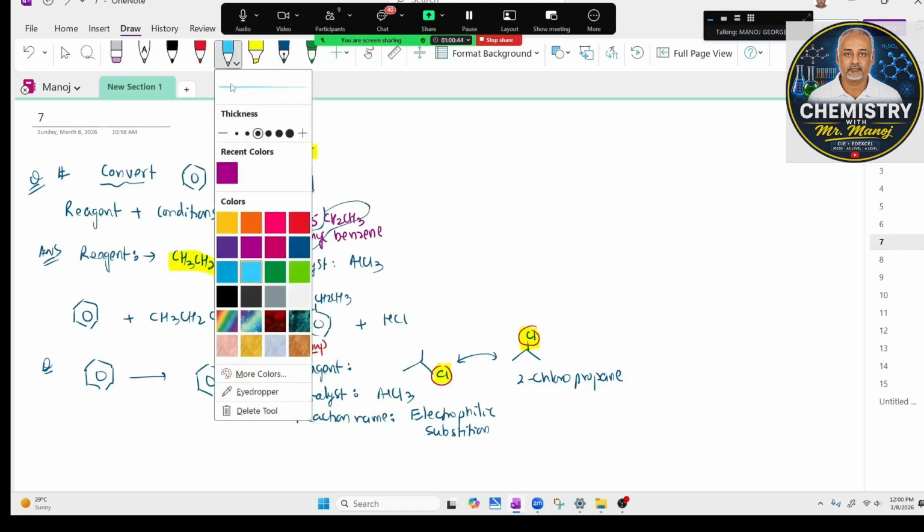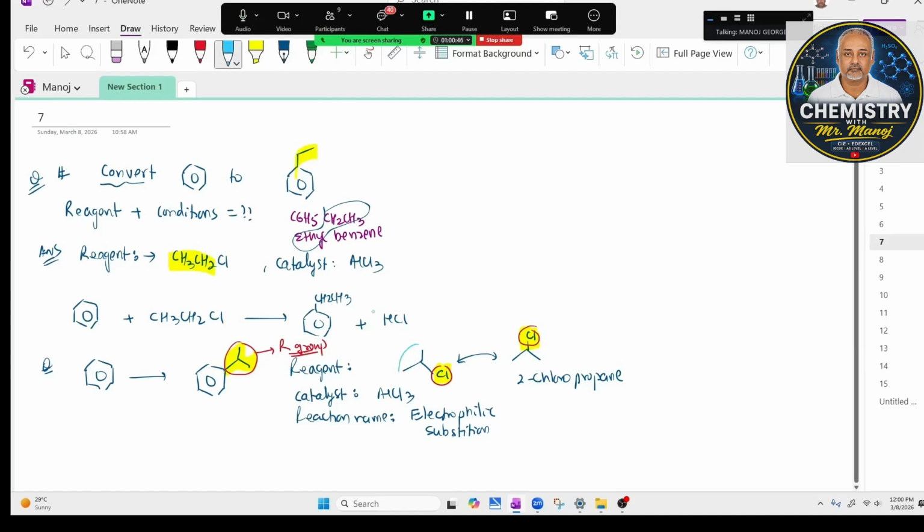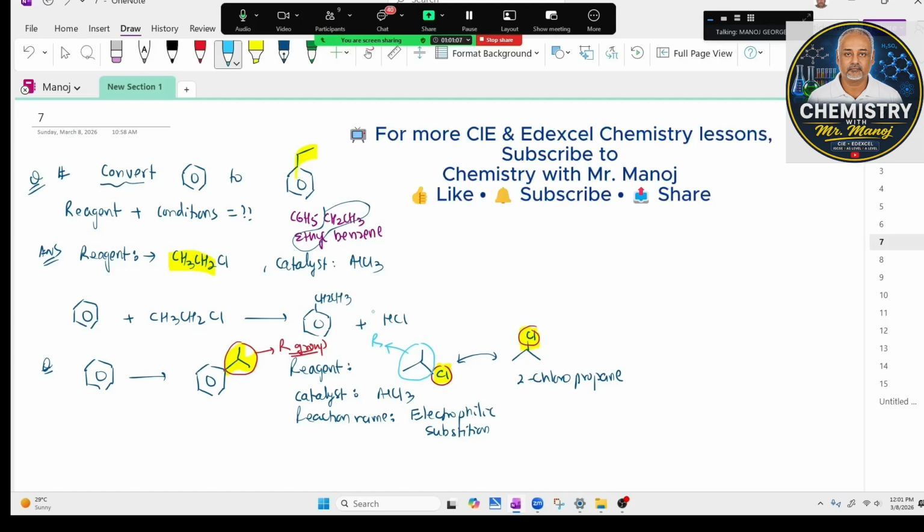That's the R group here. But the thing we're attaching it to, in the question, it's not the propyl group. This is called isopropyl. You don't know this name. This is not propyl. Yeah, that's what I'm saying.